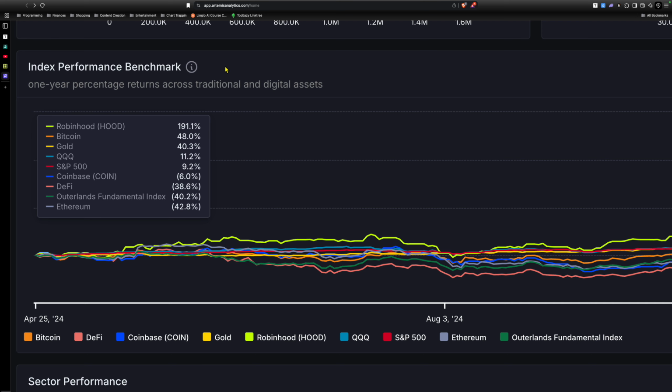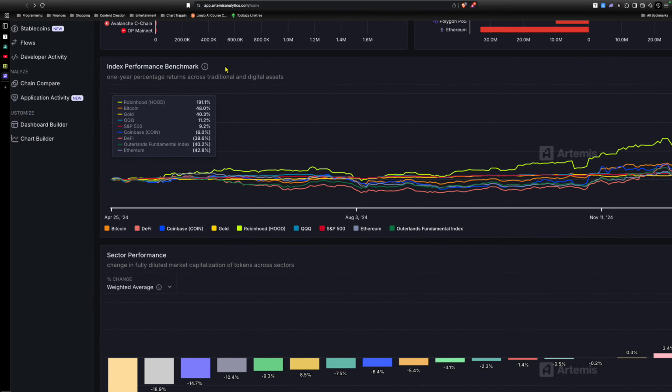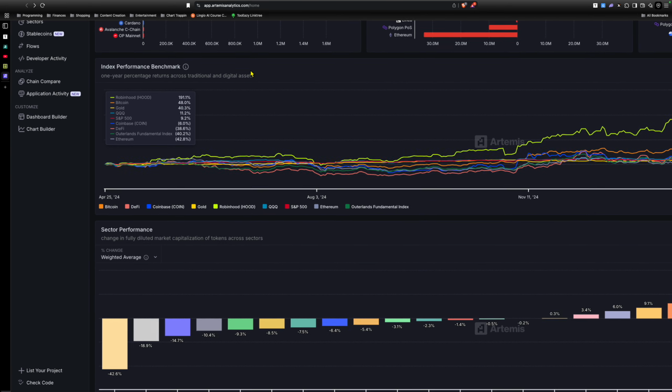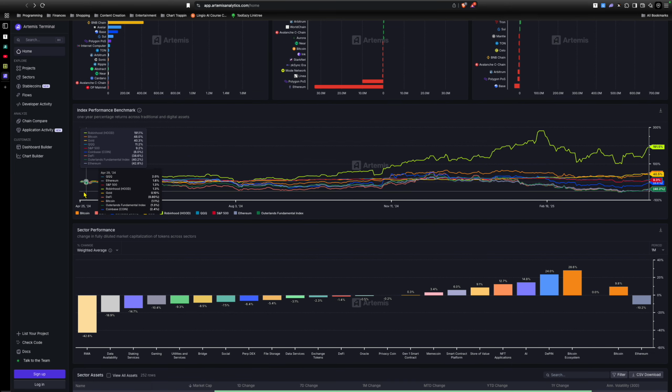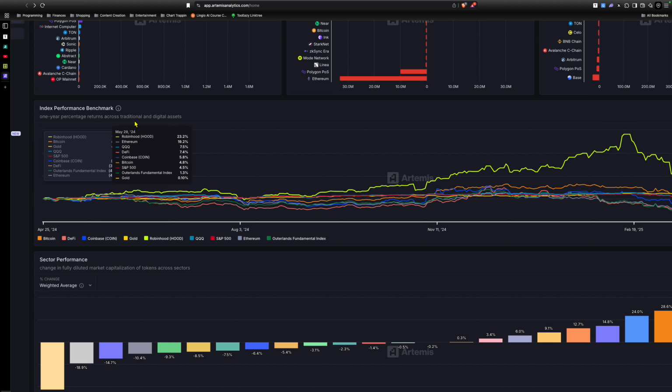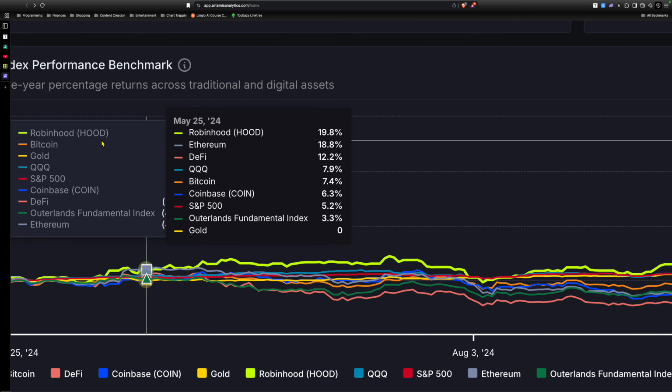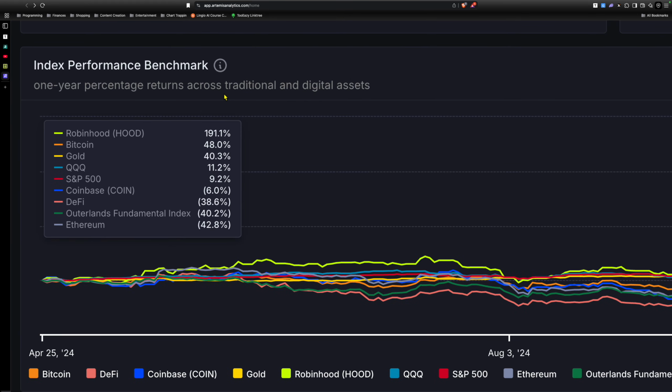Bitcoin is up 48%. I think it's saying year to date, or is it over the course of the year? I'm trying to find the time scale. Okay, it's for 1 year, so it's a rolling 12 months. Over the past year, Robinhood is up 191%, Bitcoin is up 48%, gold is up 40%. And then let me just shit on the stock market again real quick. QQQ is only up 11%. S&P 500 is only up 9%.